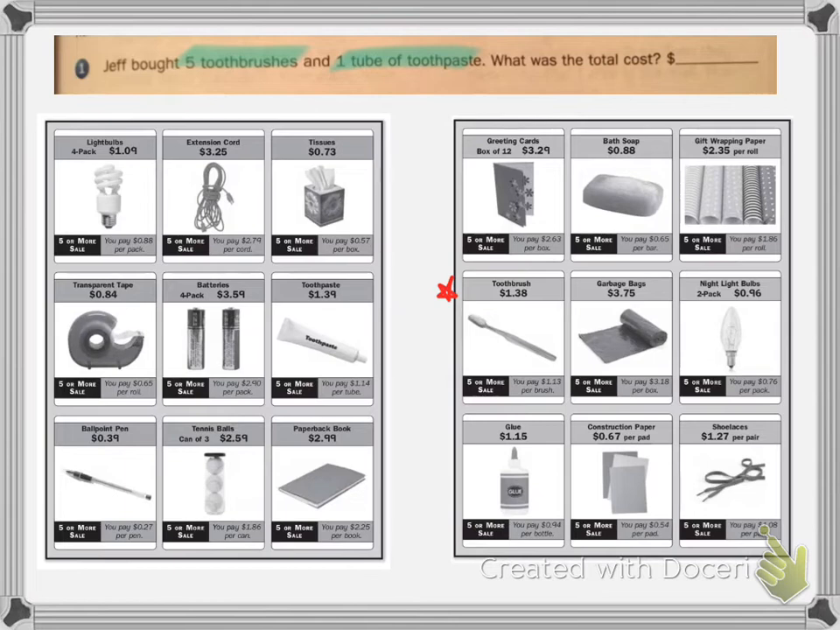Let's find the toothbrush. The toothbrush is over here on the right flyer, and he's buying 5 of them. So when I look at that, which price am I going to use? Because I see 2 prices. I see the $1.38 and I see the $1.13. So which one am I going to use?